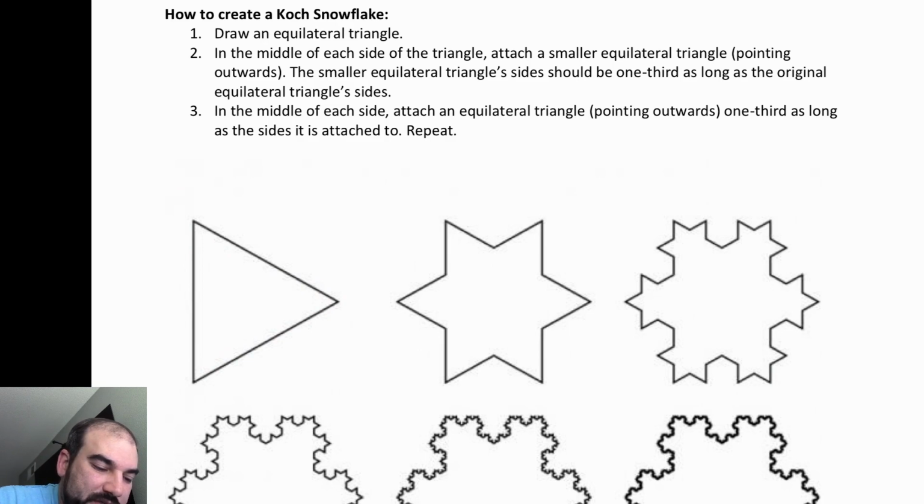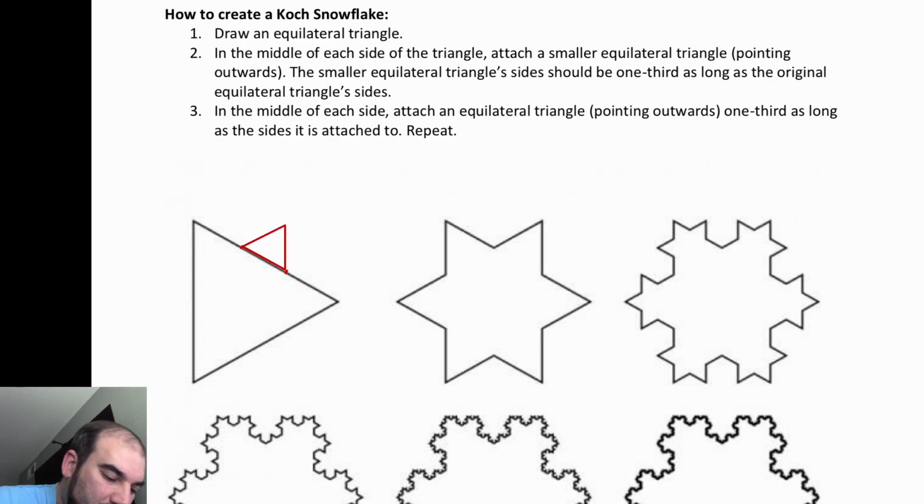Step 2 says in the middle of each side of the triangle, attach a smaller equilateral triangle pointing outwards. So that means that we are taking a side, so this side here. We're going to do it for each side, but I'll show you how it's done for this side. So we take this side and we say in the middle of this side, we're going to cut it into 3 equal segments. So that's about 1/3. I'm going to put a point at 1/3 and a point at 2/3 of the way across that side. And I'm going to build an equilateral triangle on that segment.